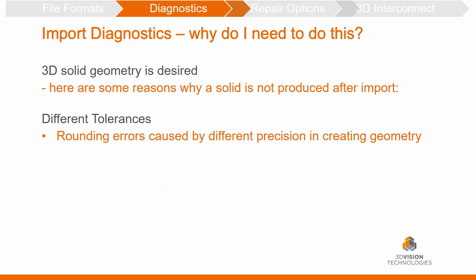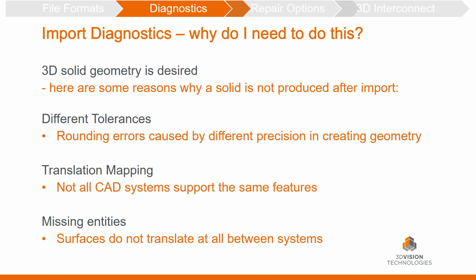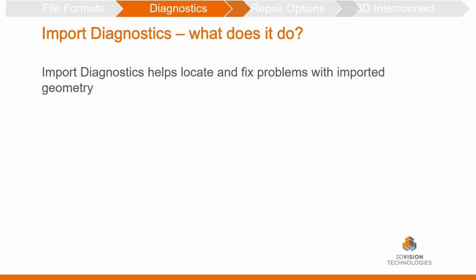Different tolerances: a different CAD system may use different rounding and precision, which causes rounding errors. So when you translate that, SOLIDWORKS may not read the math the same way as the third-party CAD system, so you might see some errors caused by that. Translation mapping: not all CAD systems support the same features, so there may be some struggle on the SOLIDWORKS end to translate what was originally created in the third-party CAD system. And then finally, some surfaces just don't translate, and you'll see holes in the model, and you'll have to fix those in order to have solid geometry, which is our goal. So what does import diagnostics do? Well, it helps locate and fix problems with imported geometry.